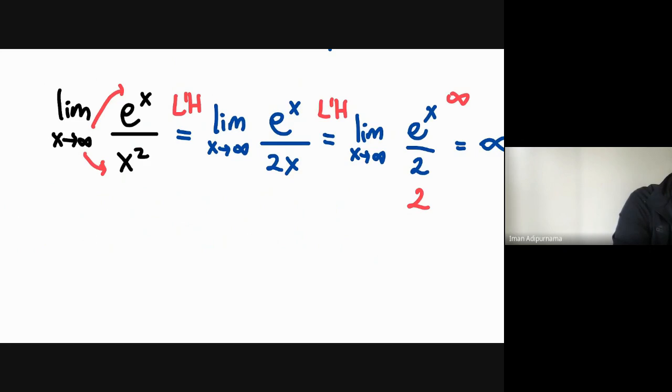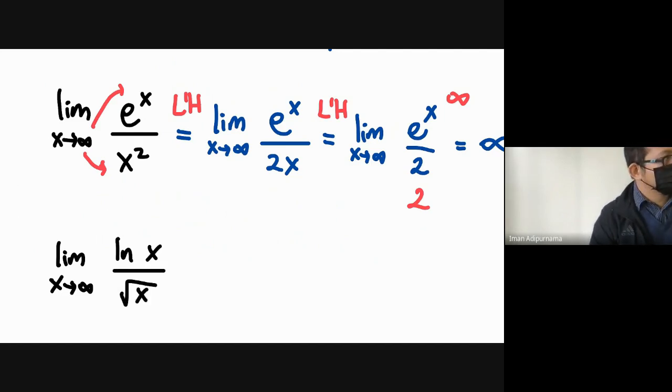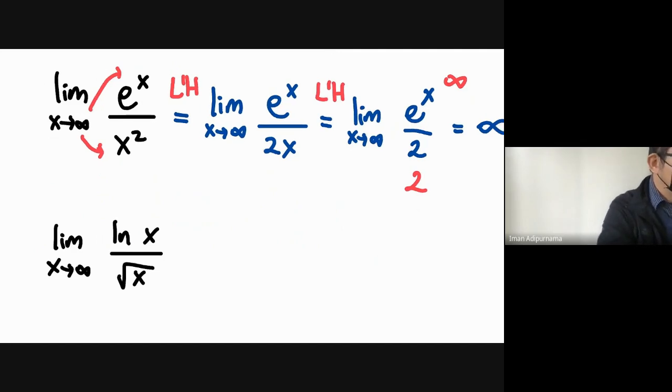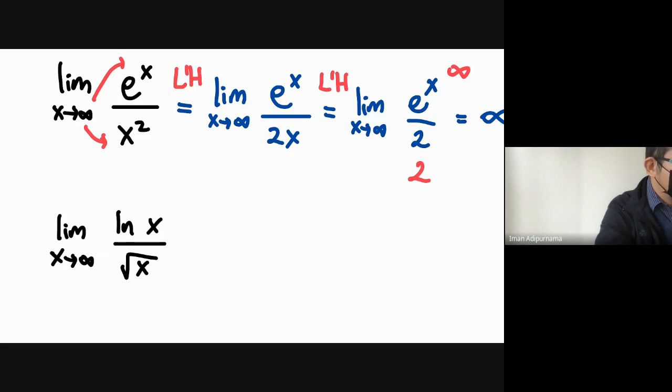Okay, now another example: limit as x goes to infinity of ln x divided by, say, square root of x. If you see the functions here, ln of infinity and square root of infinity, it gives us an infinity over infinity situation. So this is also infinity over infinity. We can use the L'Hopital process.